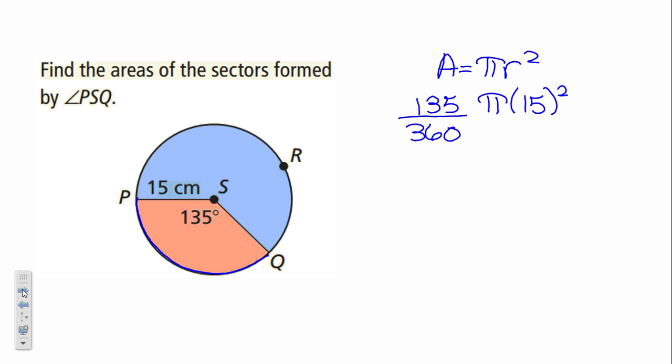So you decide how you want to plug this into your calculator. You can take 135 out of 360, so divide first, then times pi, then times 15 squared. Or you can start with your 15 squared, take it times pi, take it times 135 divided by 360. You'll get the same answer both ways. 135 divided by 360 times pi times 15 squared. Your calculator should know to do the 15 squared before it does everything else. And what do we get?